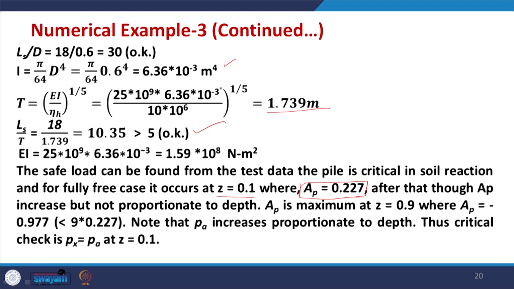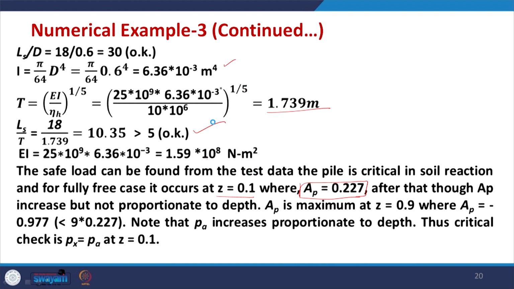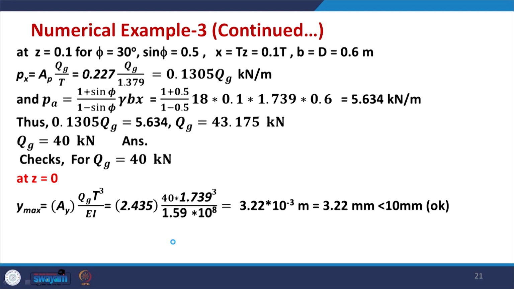So, still the critical case will be Z equal to 0.1. With this we can say that if you apply the check at Px equal to Pa at point Z equal to 0.1, find the load, and that load will satisfy all the conditions. Then you need to apply a check. To find that load we do our calculation assuming Px equal to Pa at Z equal to 0.1, which has been done in the next slide.